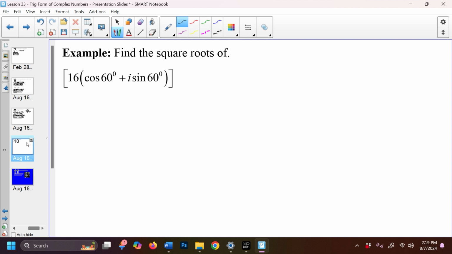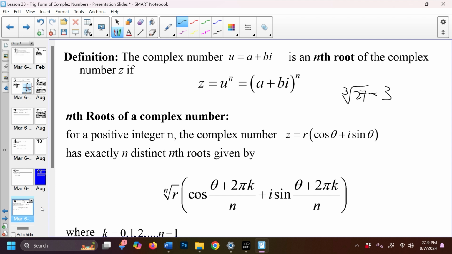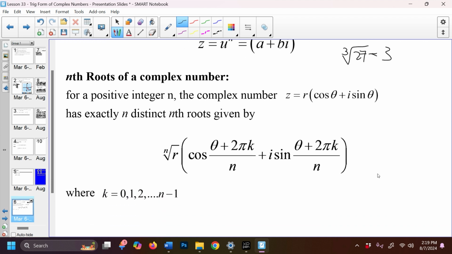Okay, next example, it says find the square roots of 16 times the cosine of 60 degrees plus i sine of 60 degrees. All right, so finding the nth roots, we're going to use that formula that they gave us earlier on in the lesson. So we're going to go the nth root of r, cosine of theta plus 2 pi k over n, plus i sine of theta plus 2 pi k over n, where k is equal to 0, 1, 2, 3. Now, since we're doing square roots on this one, n is actually only 2, so we only are going to need to do this twice.